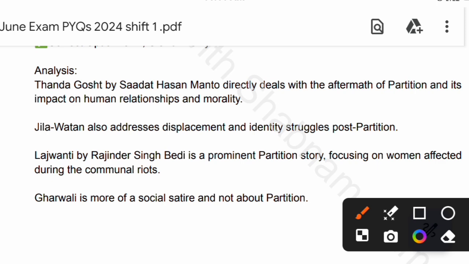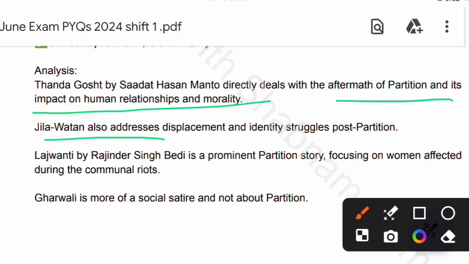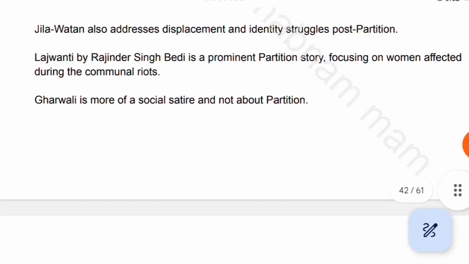Thanda Ghost by Saadat Hasan Manto directly deals with the aftermath of partition and its impact on human relationships and morality. Jila Watan also addresses displacement and identity struggles post-partition. And Lajwanti by Rajinder Singh Bedi is a prominent partition story focusing on women affected during the communal riots. Okay, so these are the works. Next question.